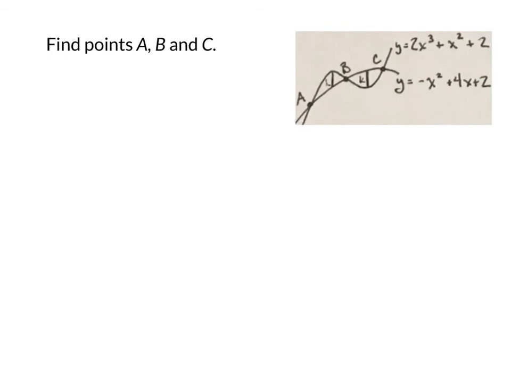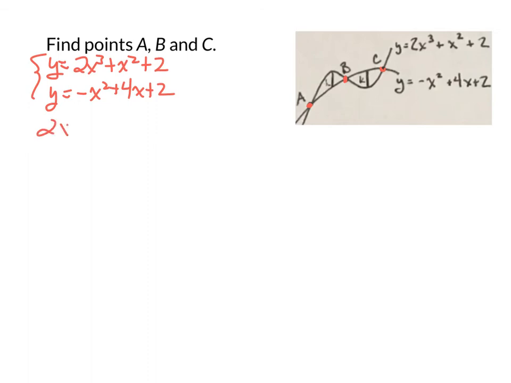Alright, so let's go through it all again one more time with something that looks a little intimidating, but we know how to do it. First of all, if we want to find points A, B, and C, all 3 of those are points of intersection. Right here, here, and here. To find those points, we're going to set up a system using y equals 2x cubed plus x squared plus 2, and y equals negative x squared plus 4x plus 2. To solve that, I'm going to take those right sides and set them equal to each other.